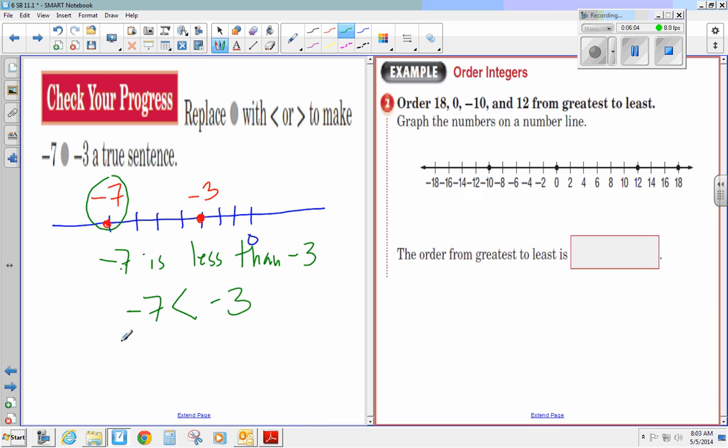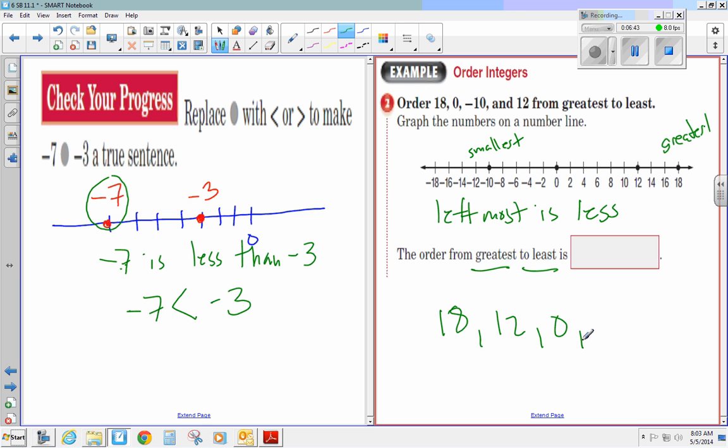All right, so let's order these from greatest to least using a number line. So all of these are plotted already. Negative 10, 0, 12, 18. Well, remember, leftmost is less. So the one that's the smallest is to the left, and greatest is to the right. So greatest to least, 18 is the greatest, then 12, 0, and negative 10.